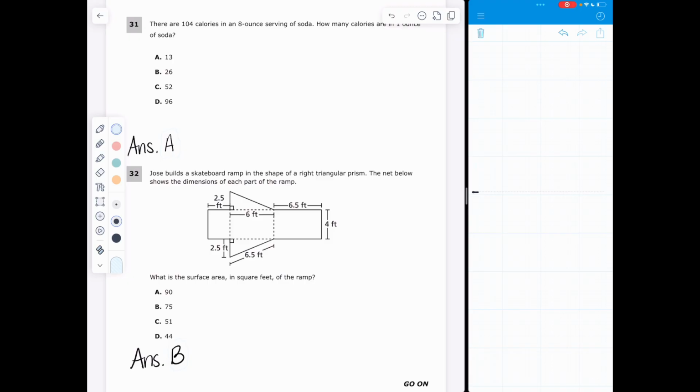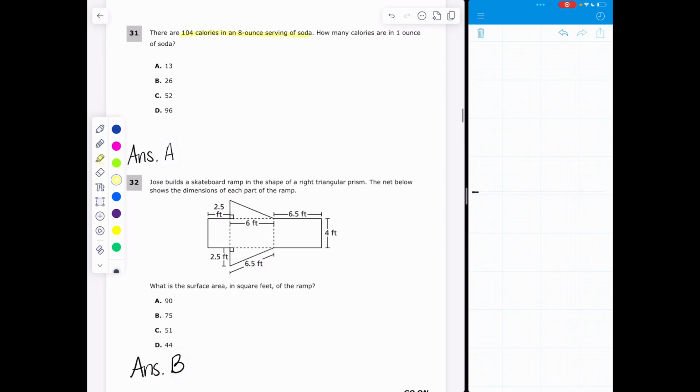So we'll start just like before. We'll start with 31. There are 104 calories in 8 ounces of soda. We want to know how many calories are in 1 ounce. So we want the unit rate. Okay, so what do we know, how many calories in an ounce? So calories, and I'm going to put OZ for ounces. And we know that in 8 ounces, there are 104 calories.